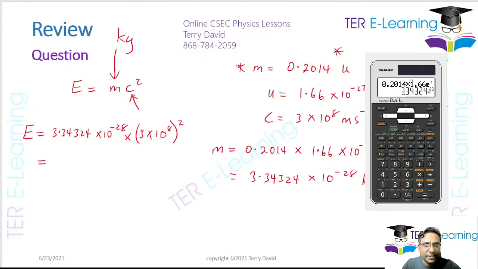Now, here's how you work this out in your calculator, right? I already have the 3.34324 by 10 to the minus 28 multiplied by 3 EXP 8, but I need to square that. Students forget to square this. So hit squared and you get this. So I can give my answer as 3 by 10 to the minus 11 joules, right? So this is how you work a question like this.